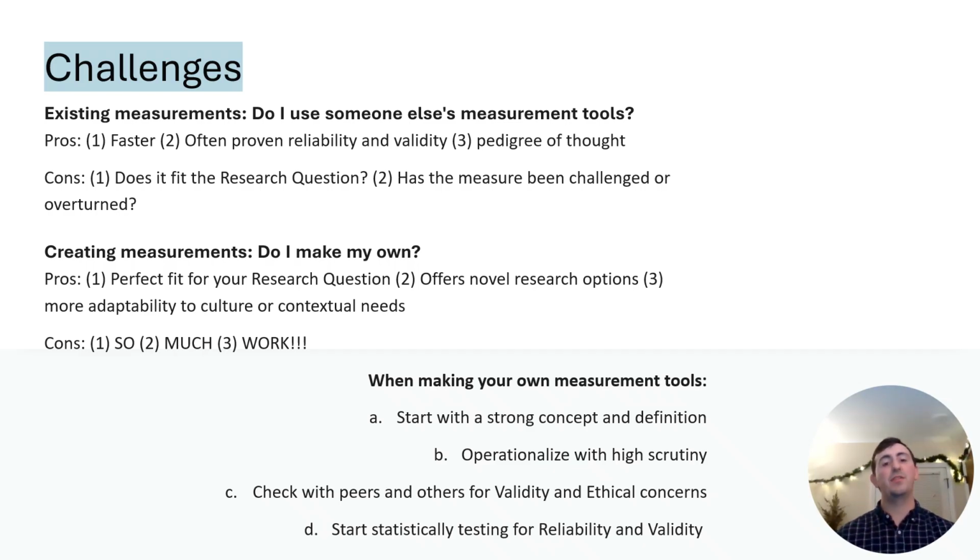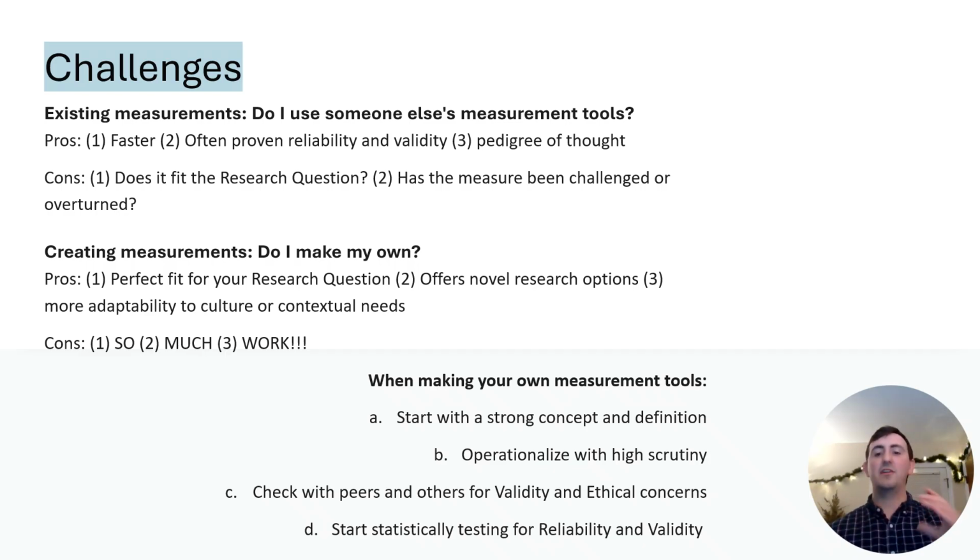But then the next question is, do I create my own? Do I create my own measurement tool? And to that, I say there are lots of pros, right? It will always fit your research question. It will perfectly fit your research question because it's you who makes it, right? It also opens up the door to really brand new or novel research options, which makes you much more publishable.